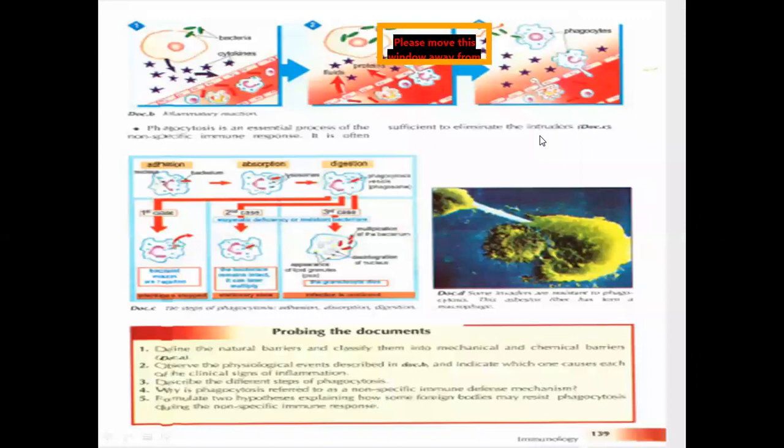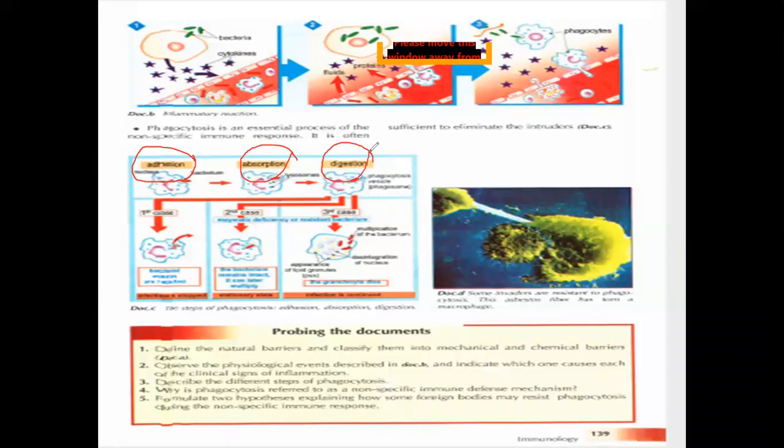This inflammation reaction is followed by phagocytosis, a process of the non-specific immune response. Phago means eating another cell. It is sufficient to eliminate the intruder. The phagocytosis process includes three important steps. The first step is adhesion. Second is absorption. Third is digestion. These are the different steps of the phagocytosis process.